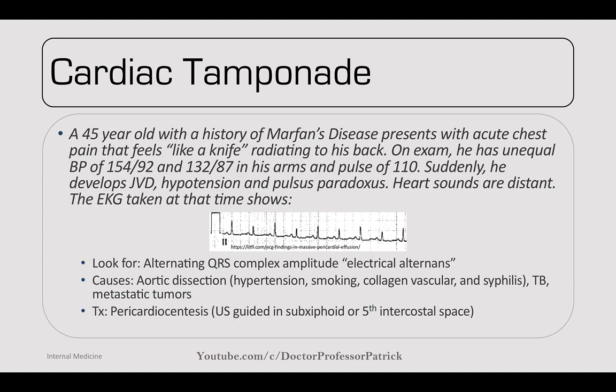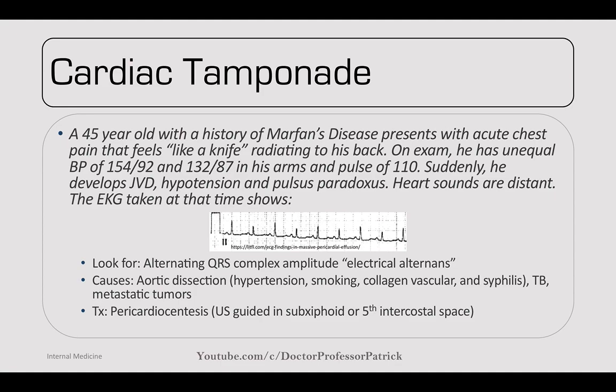So last up, we've got cardiac tamponade. This is going to be a patient with a history of Marfan's disease, somebody with an ascending aortic dissection, and they're going to present with acute chest pain that feels like a knife radiating to their back. On exam, there's unequal BPs in their arms and a pulse of 110.